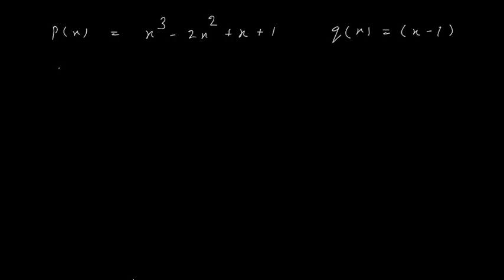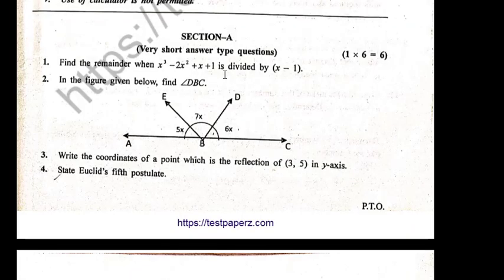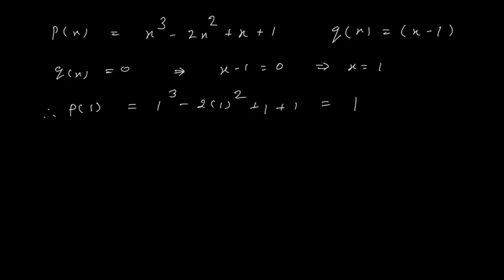Now q of x equal to 0 gives me x minus 1 is equal to 0, which gives the value of x as 1. Therefore, I will find p of 1. P of 1 is 1 cube minus 2 into 1 square plus 1 plus 1. So this is 1 plus 1, 2, 2 minus 2, 0, and 1. So our question is to find the remainder.